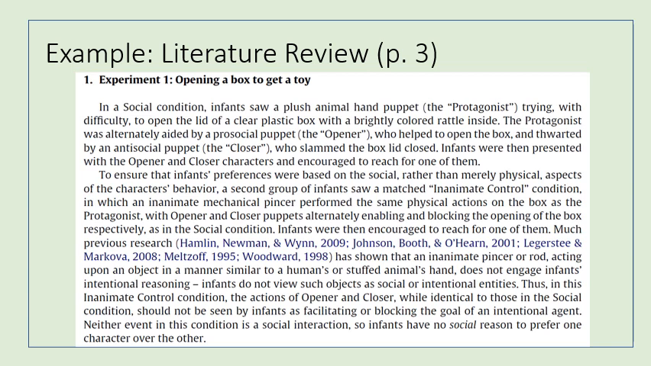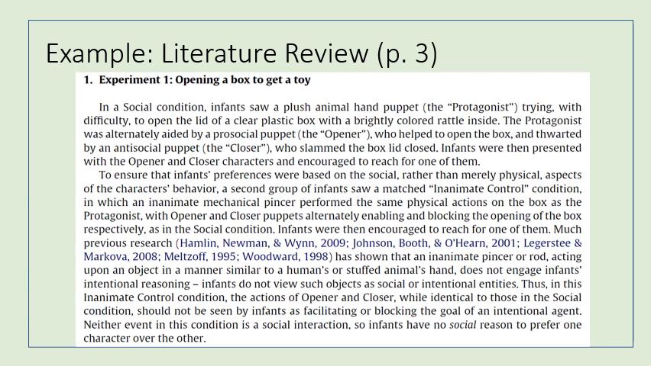But they were concerned about something. Let's read on. To ensure that infants' preferences were based on the social rather than the merely physical aspects of the character's behavior, a second group of infants saw a matched inanimate control condition. Here is our second condition. The control condition, in which instead of this brightly colored protagonist trying to open the box, we have an inanimate mechanical pincher perform the same physical actions on the box as the protagonist, with opener and closer puppets alternately enabling and blocking the opening of the box respectively, as in the social condition. Infants were then encouraged to reach for one of them. So now you get the two conditions.